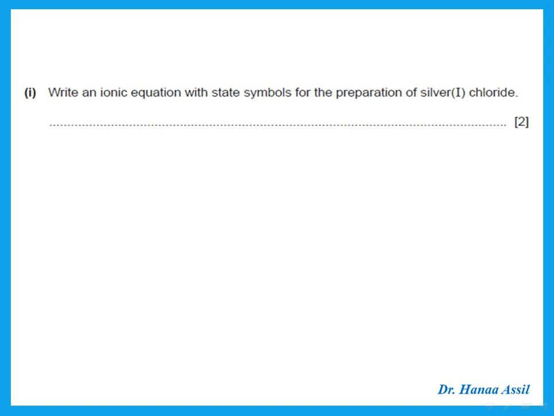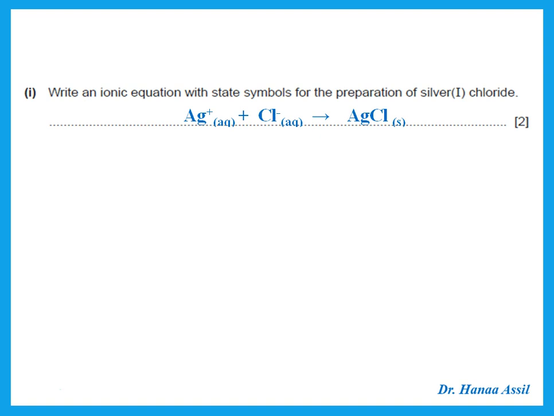This is another equation, as I said. Sometimes he doesn't give you any reactions and he just says write an ionic equation with state symbols for the preparation of silver chloride. So I'm trying to make silver chloride. Silver chloride will be made from which ions? From silver ions and chloride ions.